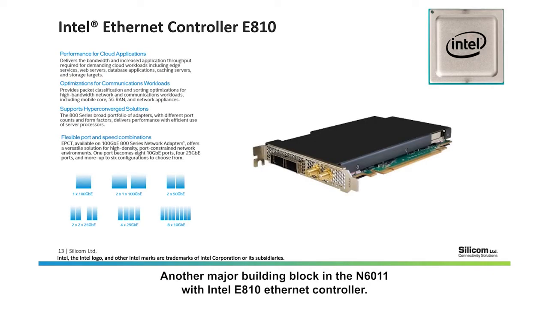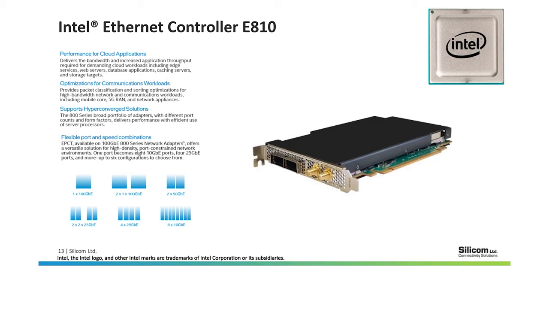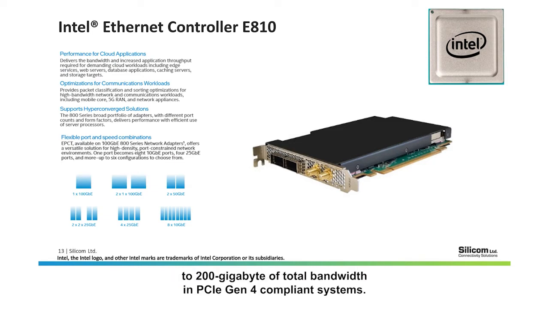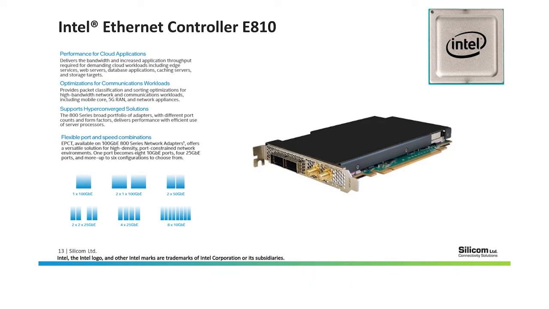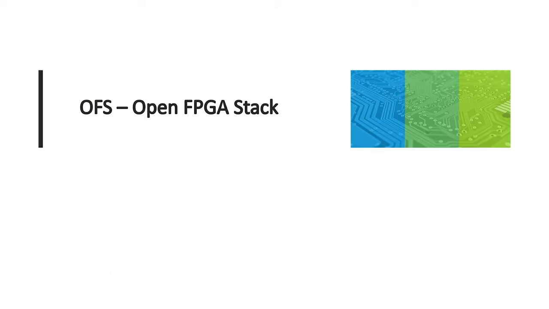Another major building block in the N6011 is the Intel E810 Ethernet controller. Intel Ethernet Network Controller E810 delivers up to 200 gigabytes of total bandwidth in PCIe Gen 4 compliant systems. Each port supports up to 100 gigabit and can be bifurcated to modes of 4 times 25 gig, 8 times 10 gig, and 2 times 50 gig Ethernet.